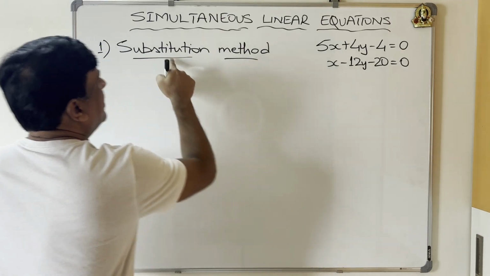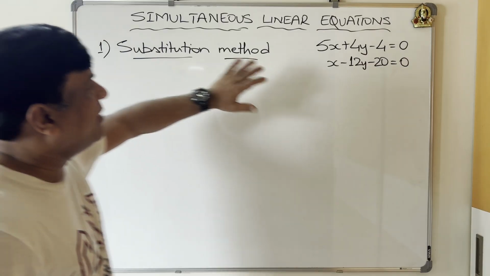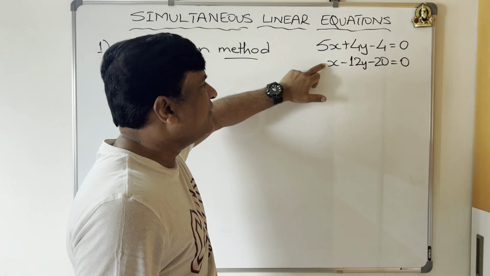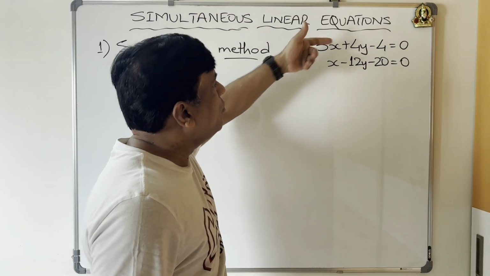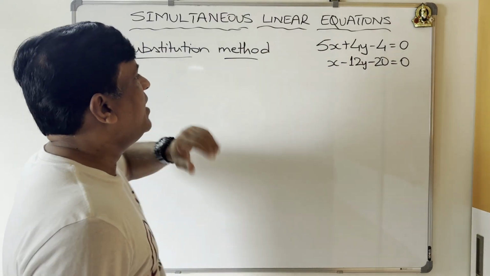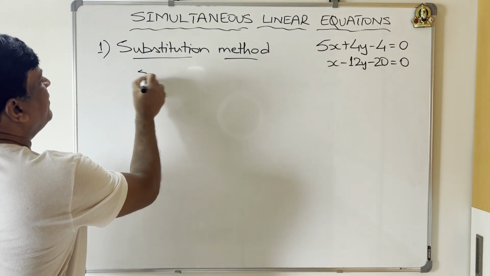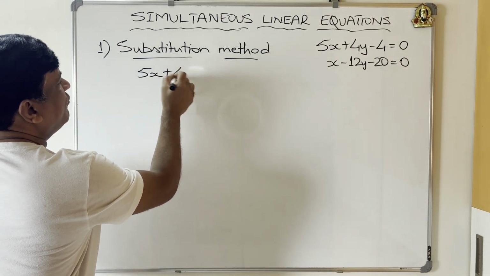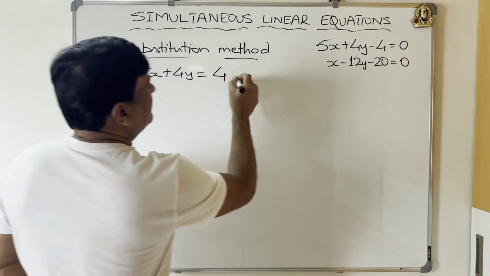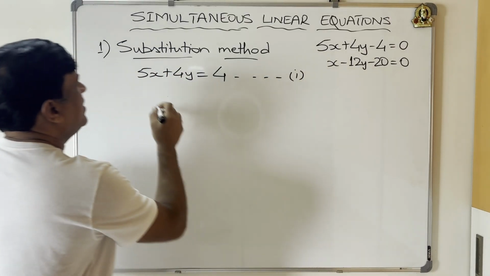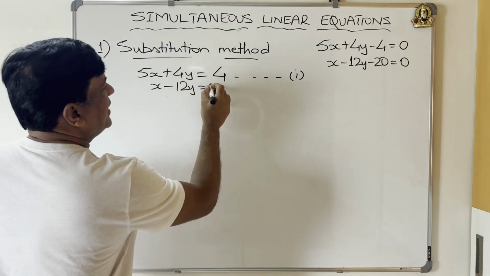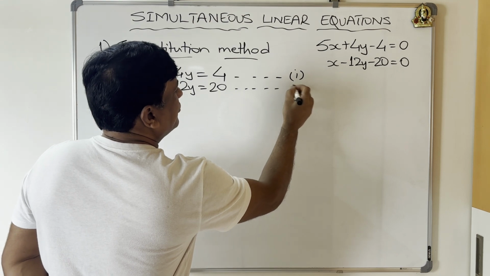So what does the word substitution mean? It means that I'm going to use the value of either x or y from one equation and put it into the other equation to solve it. Let me help you solve that. What is your first equation? It's 5x + 4y = 4. Mark it as equation 1. And your second equation is x - 12y = 20. I can mark it as equation 2.